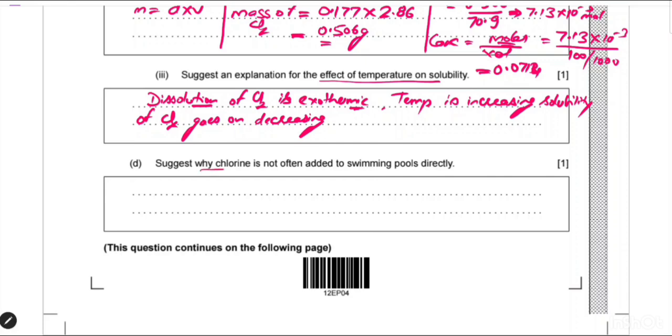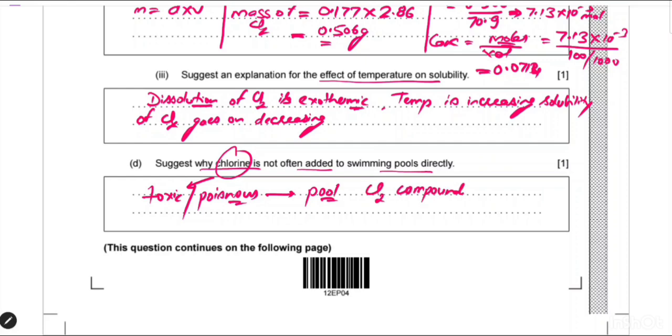The next question is why chlorine is not often used in swimming pool water directly. Now we know that chlorine is a toxic gas. It is a toxic, poisonous gas. So we cannot use it directly in the pool. Instead of that, we use chlorine releasing compounds, which is the chlorine containing compound which gives out chlorine gas on dissolution in water.